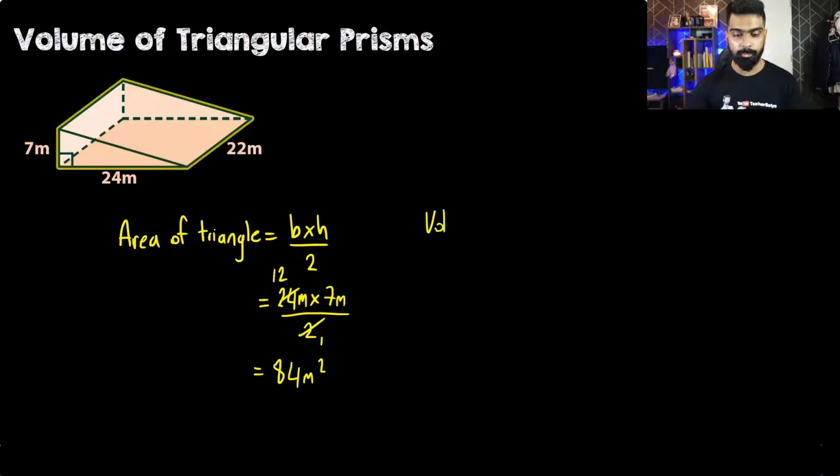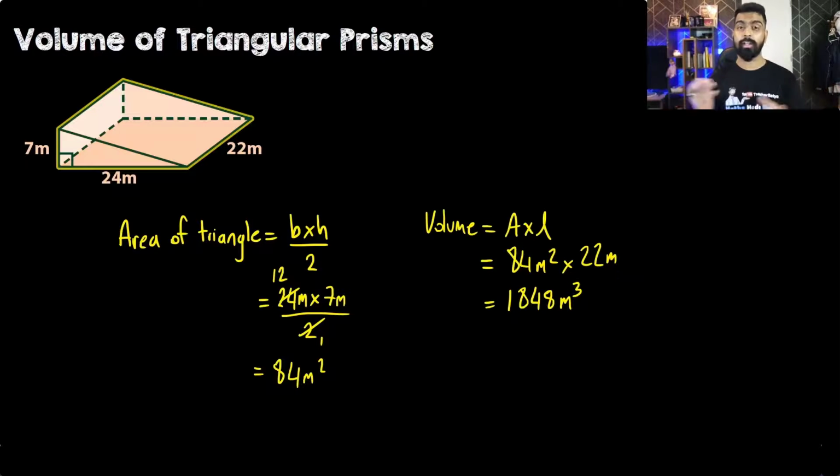So volume is equal to the area of the triangle multiplied by its length. Now the area of this triangle in this case is 84 meter square, multiplied by the length of this prism, 22 meter, and if we use the help of a calculator, we should have 1848 meter cube. So that is how we would find the volume of a triangular prism. And keep in mind that the unit will always be unit cube.